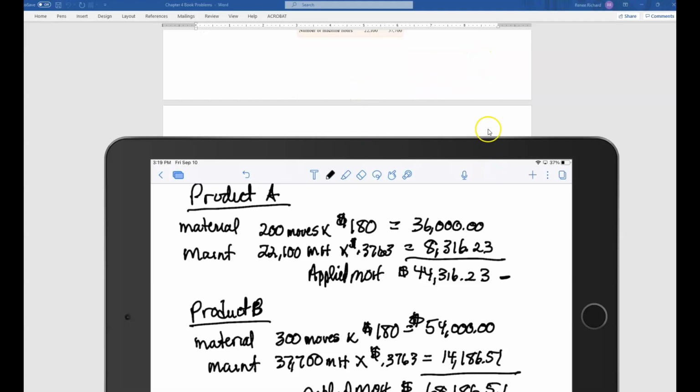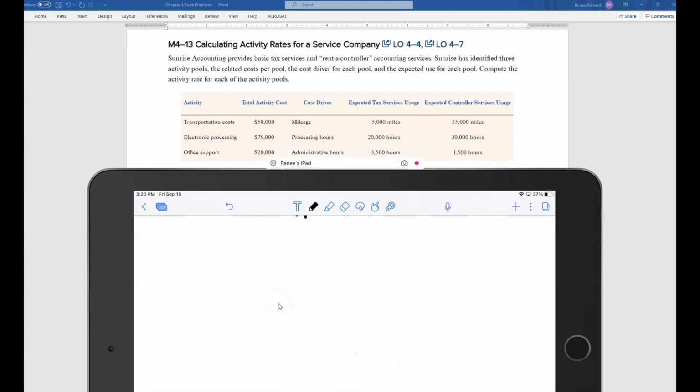Let's do this. Sorry, I was having technical difficulties, and I didn't want to waste your time with you watching me fumble around. So now we're going to do the same thing, only we're going to do it for a service company. This works just as well and is used maybe even more frequently in a service company. This is an accounting service. So basic tax services and rent-a-controller accounting services.